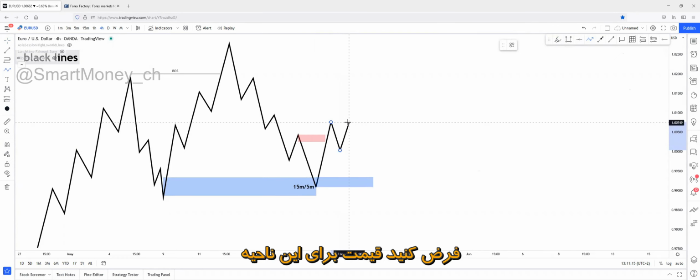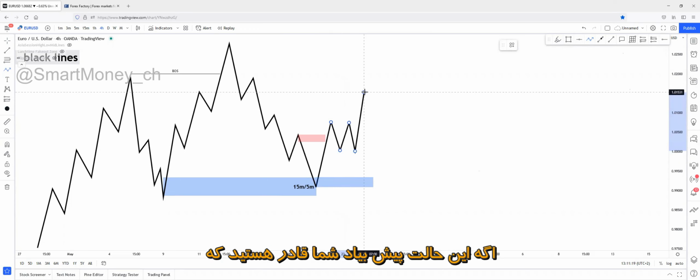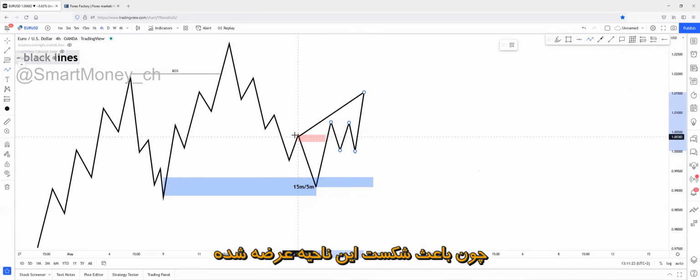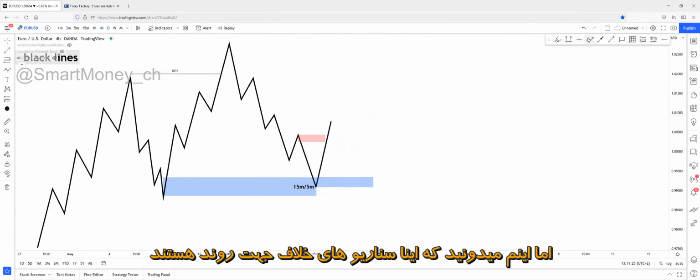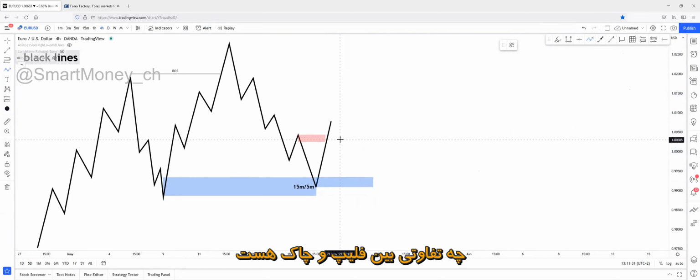So if price, for example, creates liquidity for this zone and creates one more breakout structure to the upside, then you'll be able to enter on this specific demand zone that has caused the break of this supply zone. But these are continuation scenarios, so we won't talk about continuation scenarios right now. We'll talk about the difference between the flip and the change of character.